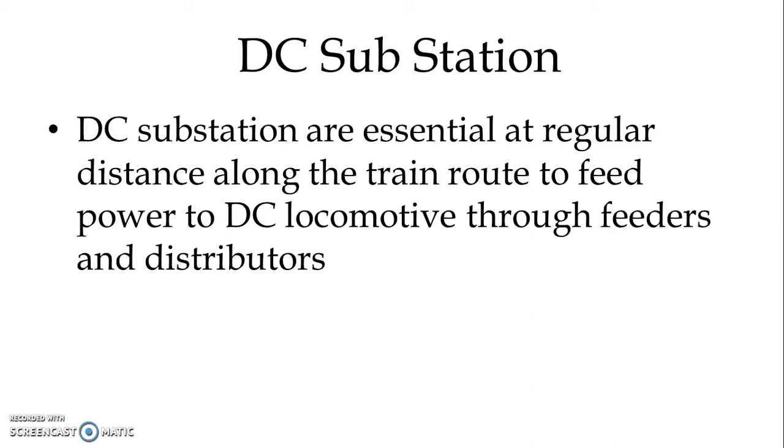We know that in traction system we have three different types of electrification. One is a DC system, one is AC system and one is composite system. In this lecture, we will study about a DC substation which is providing a power supply to the overhead catenary, and that is a 1500 volt DC which is available through the overhead catenary to the DC locomotive.